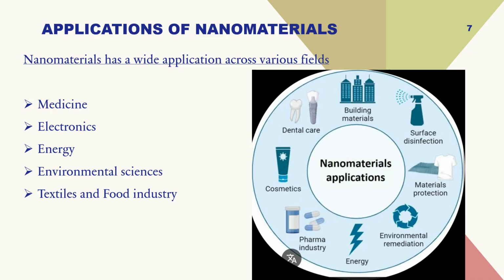And next, textiles. In textiles, nanomaterials improve the properties of fabrics, making them self-cleaning, water repellent or antibacterial. Next, in the food industry, nanomaterials are used in food packaging, storage and processing, potentially enhancing food safety and shelf life.